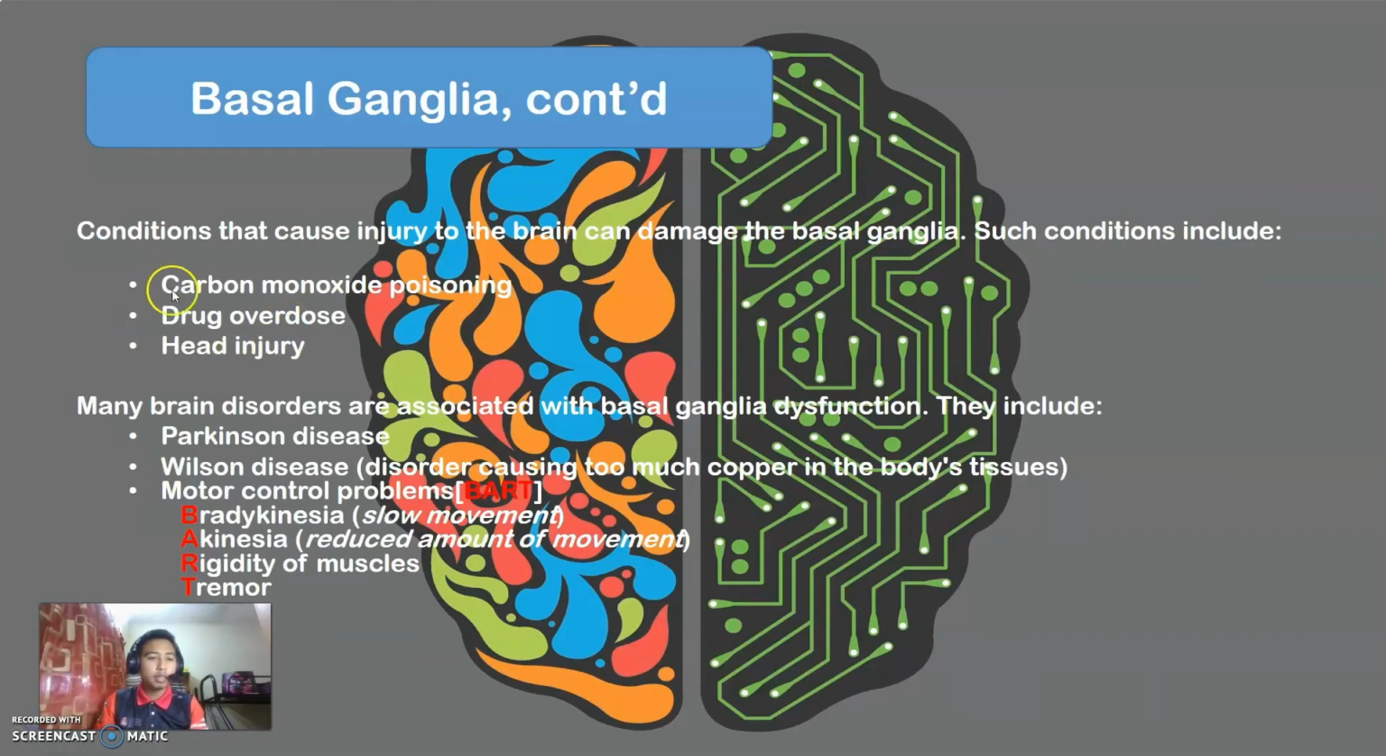Okay, the next one is that many brain disorders are associated with basal ganglia dysfunction. They include Parkinson disease, Wilson disease, a disorder causing too much copper in the body tissue, and motor control problems, summarized by BART. B stands for bradykinesia, or slow movement. A stands for akinesia, a reduced amount of movement. R is rigidity of muscle. T is tremor.